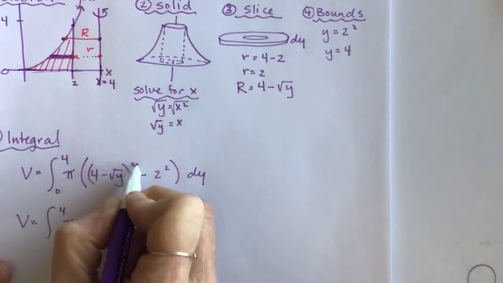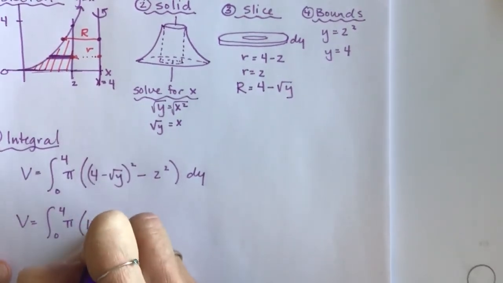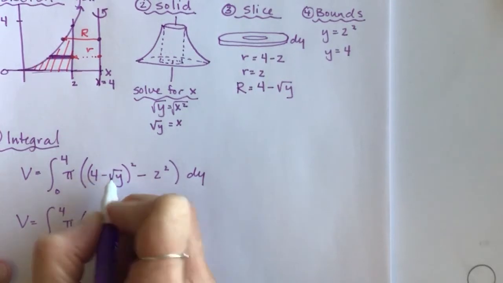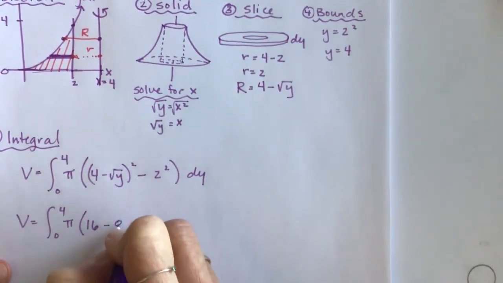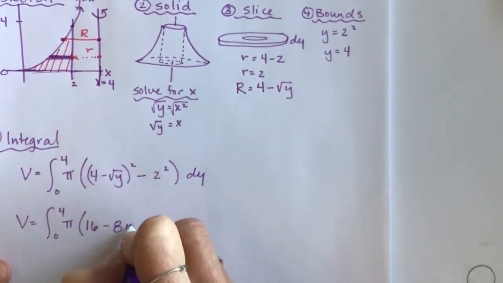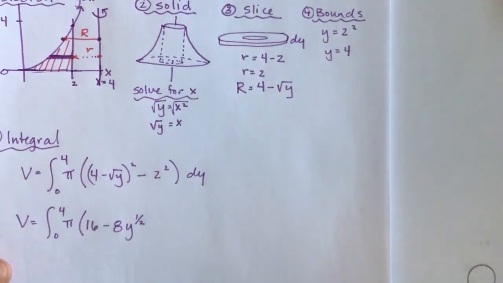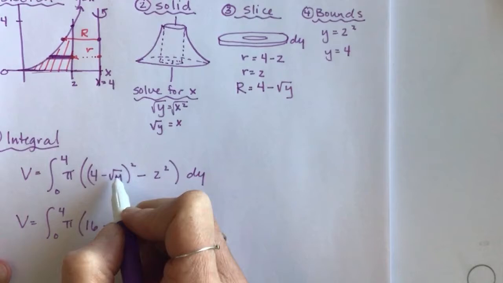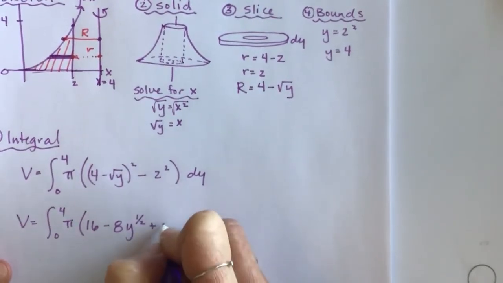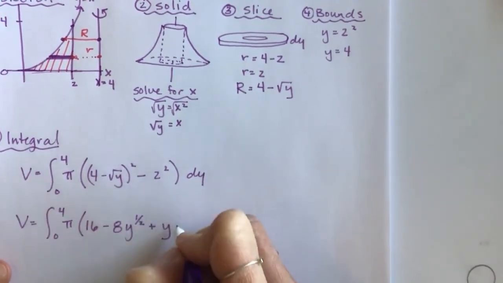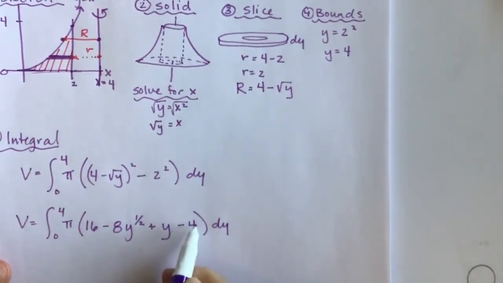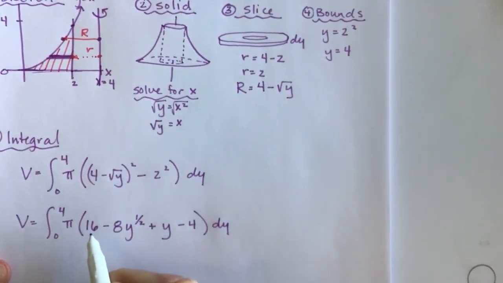Okay, so 4 times 4, 16. And then you're going to have this middle term, which is negative 4y. You're going to get 2 of those. So negative 8 square root of y. I'm going to write that as y to the 1/2. And then square root of y times square root of y is equal to just y. And then we're going to subtract 4 dy. And same thing, combine like terms.